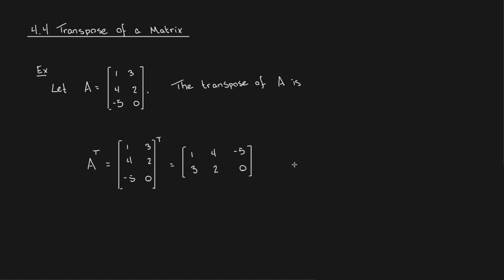Okay, so note what happened here. What was my first row became my first column. My second row became my second column. My third row became my third column. And also, the columns became the rows. My first column became my first row. My second column became my second row. Okay, so we're just swapping the role of the rows and the columns.